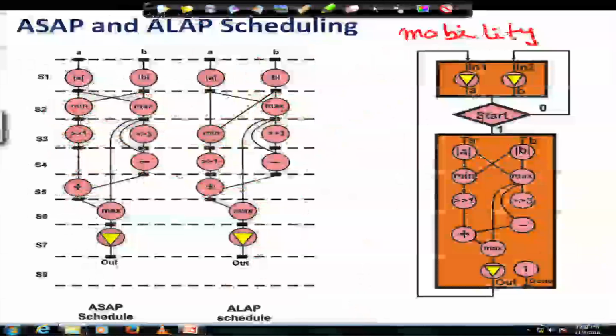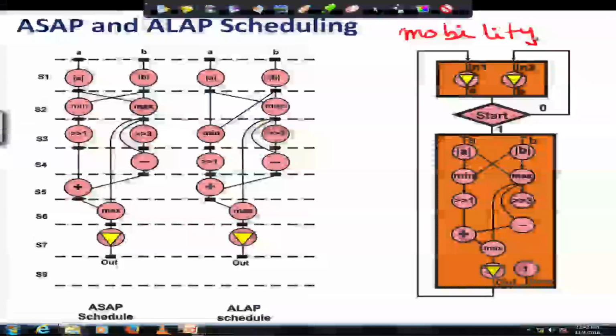Either I can do an ASAP scheduling, as early as possible I finish it off and then pay the cost for the resource usage, or I do it as late as possible and see if I can save some resources. Not that in all cases that will be beneficial, but sometimes it may be beneficial. The other advantage that it gives us is, it shows us what is the mobility that I have got for the different operators.